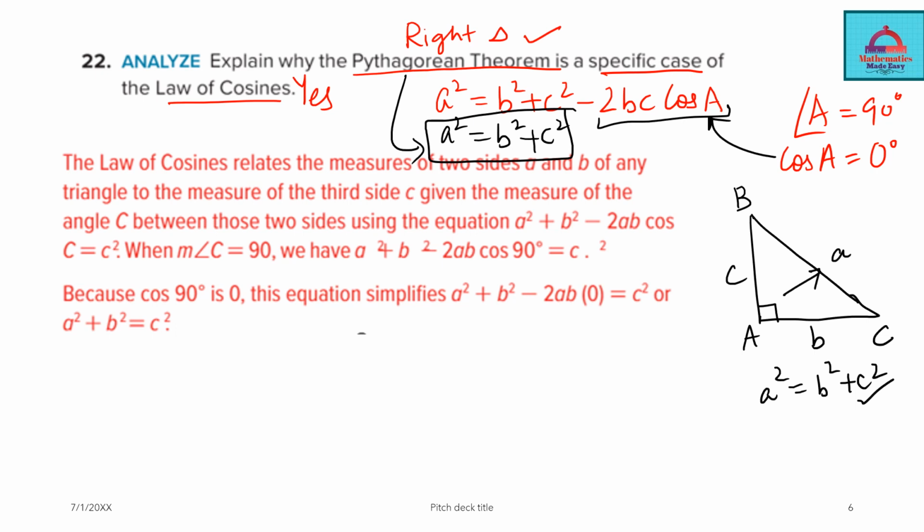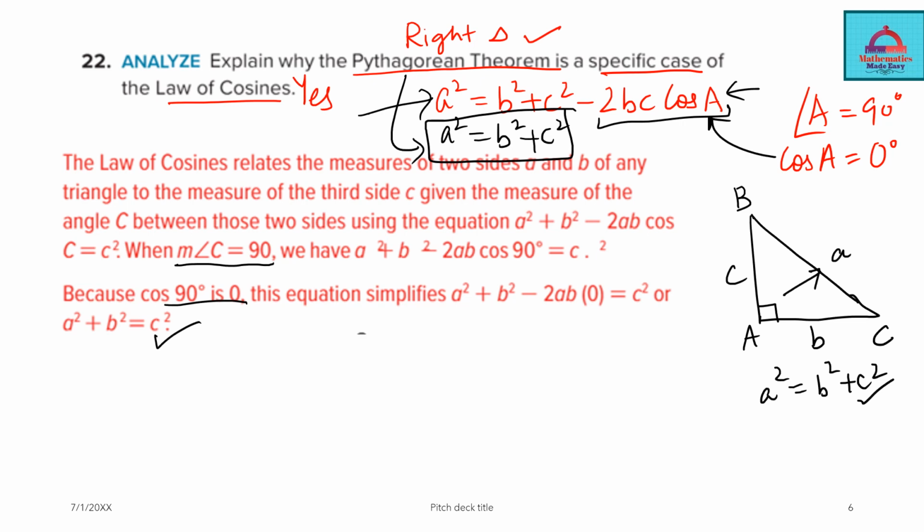The law of cosine relates the measure of two sides a and b of any triangle to the measure of the third side. Now this cosine rule is valid for any triangle, not necessarily a right triangle. However, when you look for Pythagorean theorem, you will take the angle to be 90, and that's when cos 90 becomes 0 and the equation reduces to Pythagorean theorem. So the answer is yes, Pythagorean theorem is a specific case of law of cosines where the angle is a right angle.